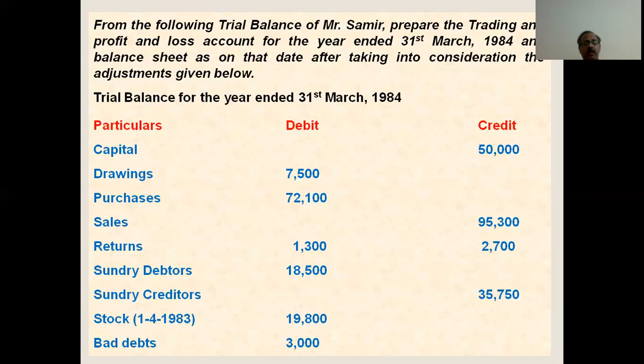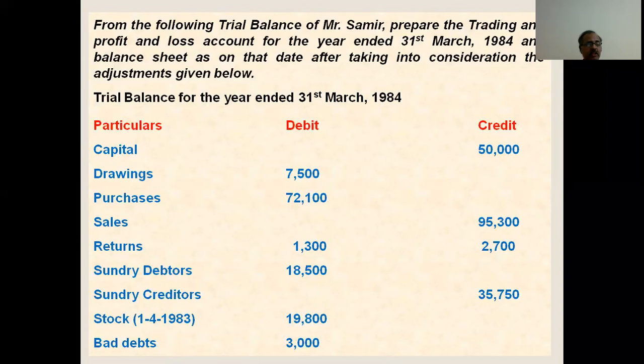Then credit balance returns rupees 2,700. This is purchase return or return outward. So purchase return, credit balance rupees 2,700, will be showing on the debit side of the trading account by way of deduction from purchases. Sundry debtors, it's an asset, so it will be showing on the debit. It will be showing on the asset side of the balance sheet. Sundry creditors, credit balance, it's a liability. So sundry creditors will be showing on the liability side of the balance sheet.